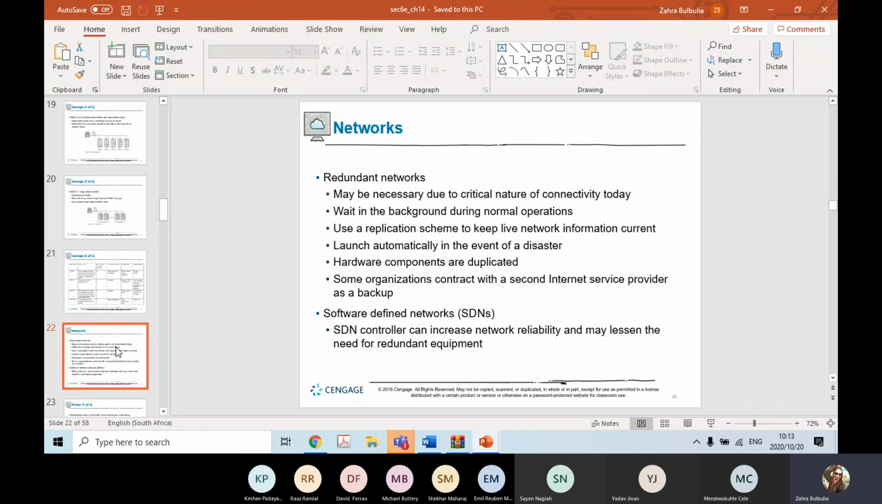Networks. So maybe necessary due to critical nature for connectivity today. So usually with networks, we do a replication scheme to keep the live network information current and launch automatically in the event of a disaster. So you have a second network, if you like.